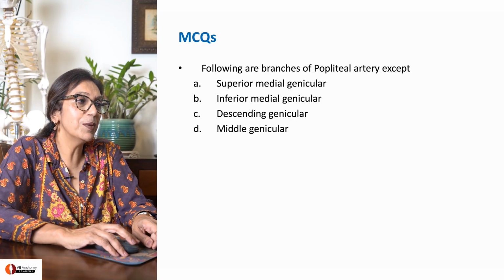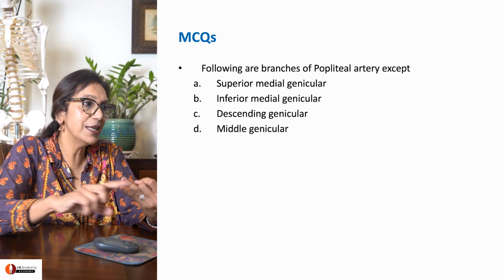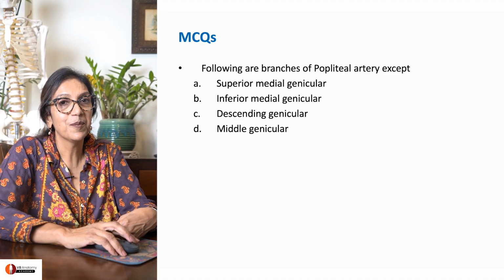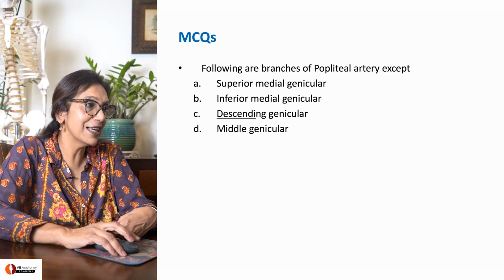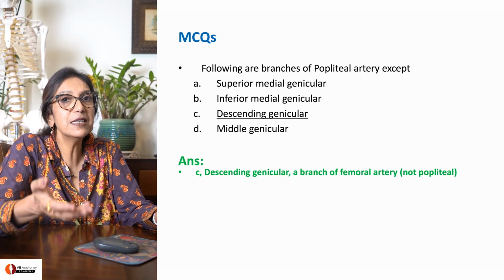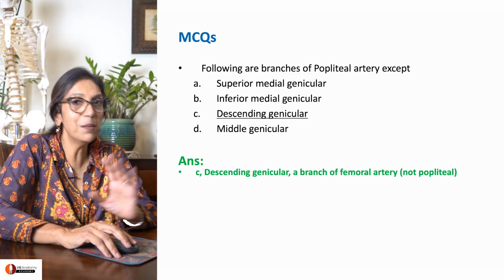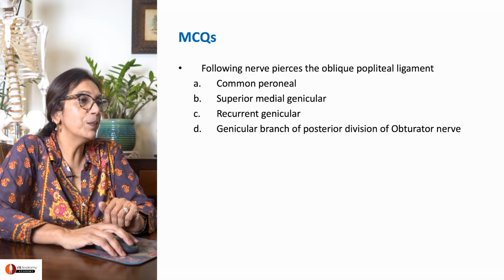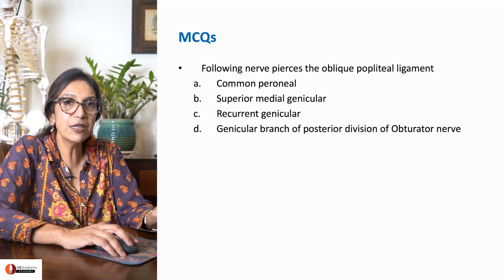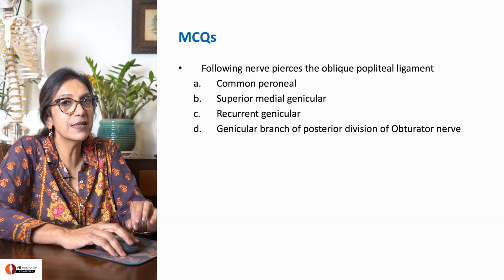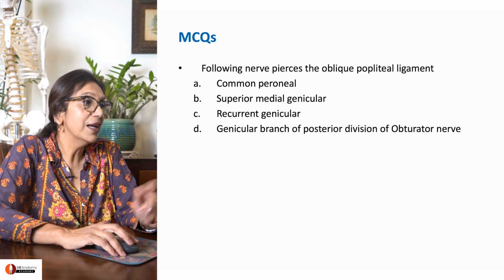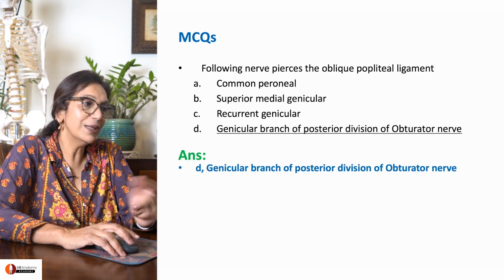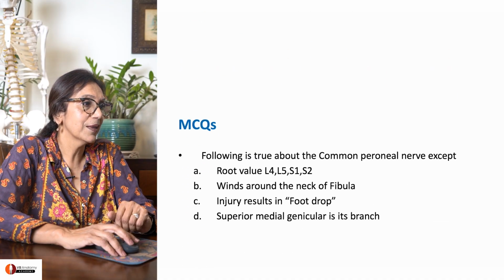Following are branches of popliteal artery except superior medial, inferior medial, descending genicular, middle genicular. Obviously, descending genicular because that's the last branch of femoral artery. It's not a branch of popliteal artery. Following nerve pierces oblique popliteal ligament. Now don't look there. Ask yourself, which was the nerve that was piercing the oblique popliteal ligament? It was genicular branch of posterior division of obturator nerve. So that's the answer, D.